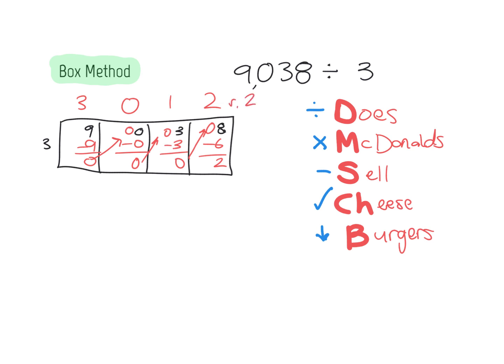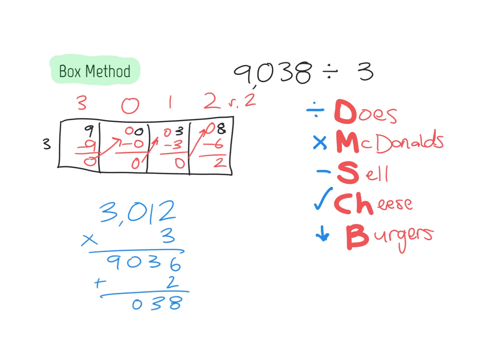Okay, let's check this, make sure we have it correct. Remember, I'm going to take my quotient, multiply it by my divisor. 3 times 2 is 6, 3 times 1 is 3, 3 times 0 is 0, 3 times 3 is 9, and add back in my remainder. Now, if I check it, 9,038 is what we should have started with, which it is, 9,038. So we've checked it. So that means our answer is for sure, I'm going to highlight it here, is for sure 3,012 with a remainder of 2.